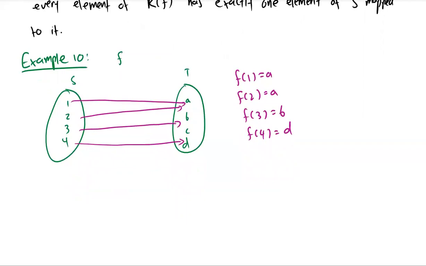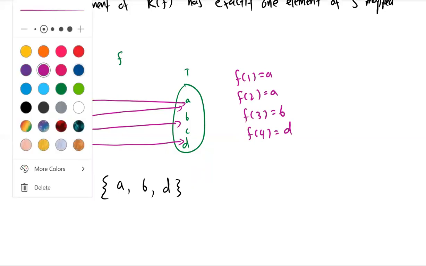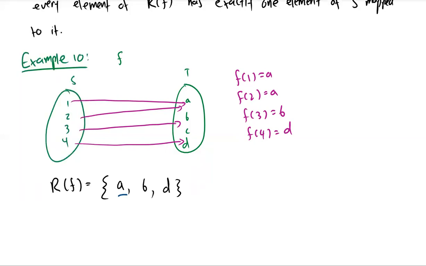Now, what's the range of this function? The range of this function is every element that has something mapped to it. Right? So A has something mapped to it, B has something mapped to it, not C, and D has something mapped to it. So how do we determine if this function is one-to-one? Look at the range, which we found. If any element of the range has more than one thing mapped to it, it is not one-to-one. Well, here we can see that the element A has more than one thing mapped to it. Why? Because 1 is mapped to A, and 2 is also mapped to A.